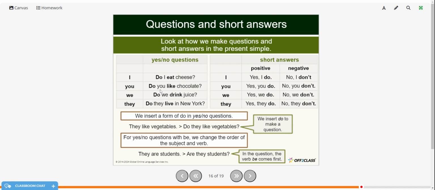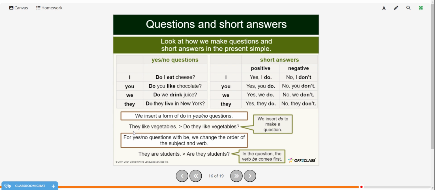Same thing. If the statement was you like chocolate, to make it a question, just put the word do in front. Do you like chocolate? Yes, you do. No, you don't. Do we like juice? Yes, we do. No, we don't. Do they live in New York? Yes, they do. No, they don't. So we insert a form of do in yes or no questions.